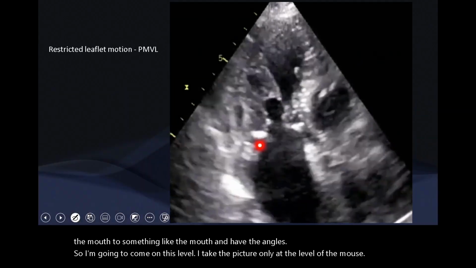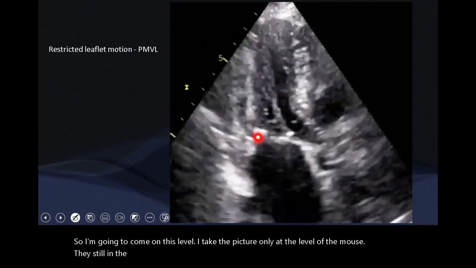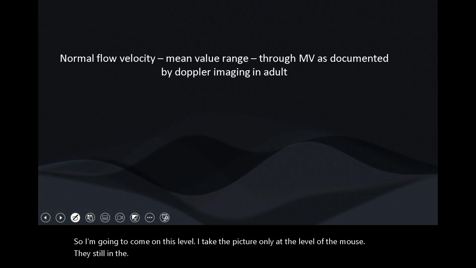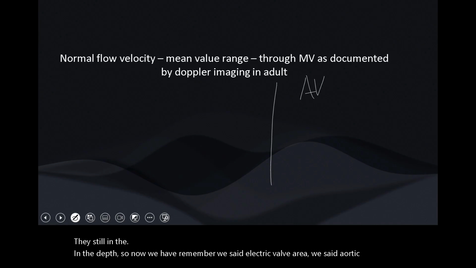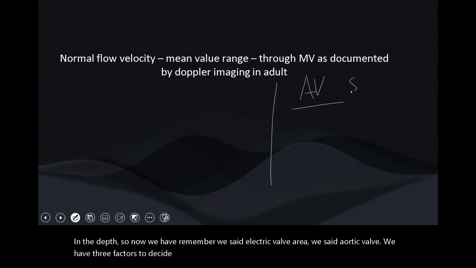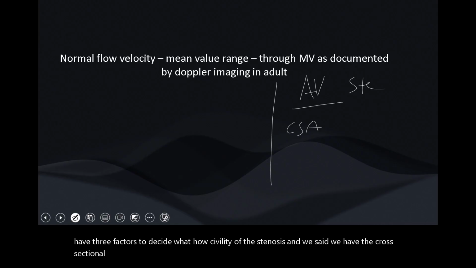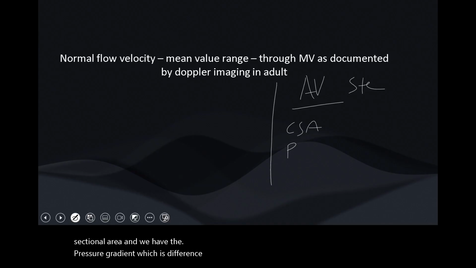This is still in the tips. So now, you remember we said aortic valve area. We said for the aortic valve, we have three factors to decide the severity of the stenosis: the cross-sectional area, the pressure gradient, which is the difference between two pressures, and the velocity.